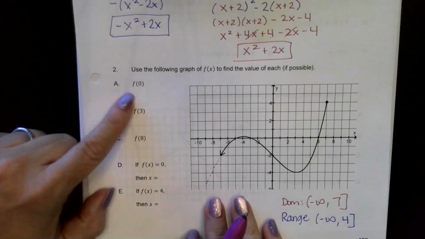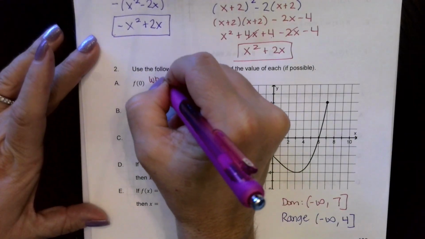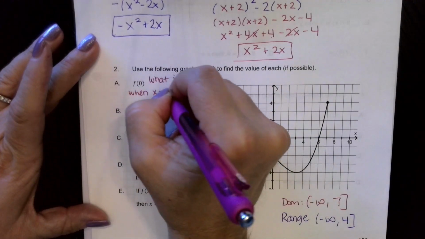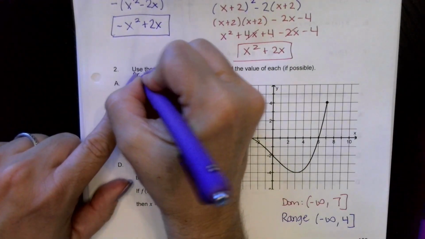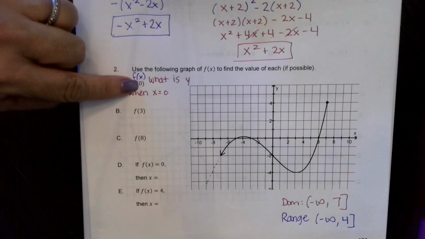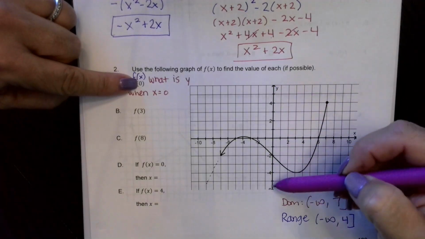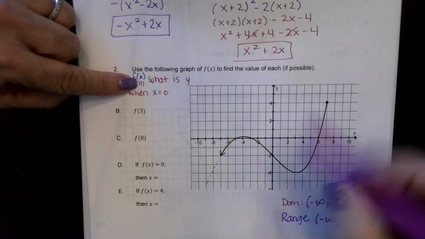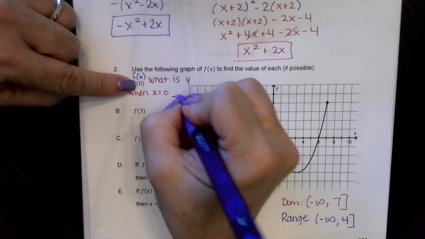So this says f of 0. Now what this is saying is, what is y when x equals 0? That's what this is saying. Now if you remember, this is f of x. So to me, this is a no-brainer. X is right here, 0 is right here. So what is the y value when x equals 0? So x equals 0 is my y-axis. So if I go here to x equals 0, I'm going to go down here. Here's where I hit the graph. I hit the graph when y equals negative 2.